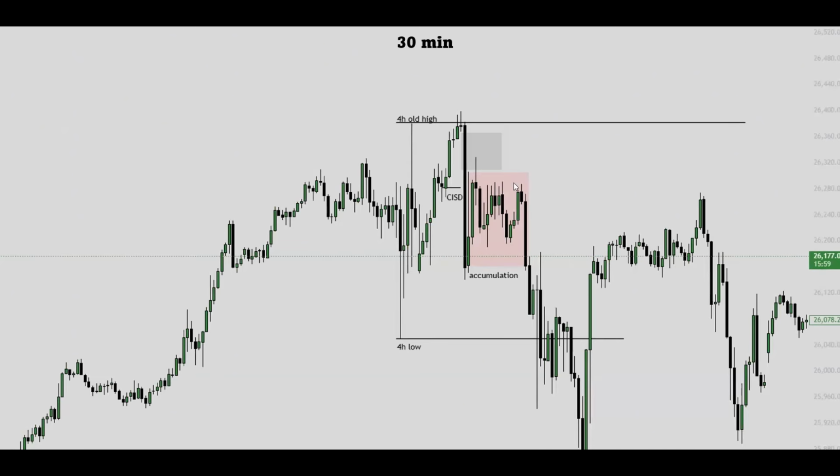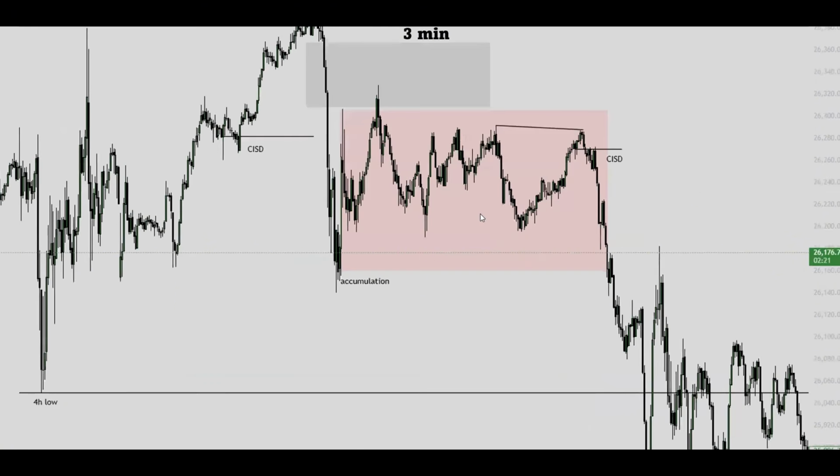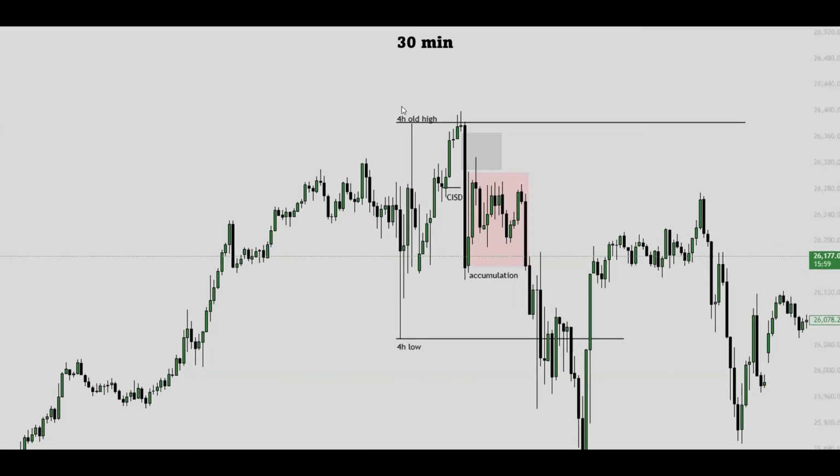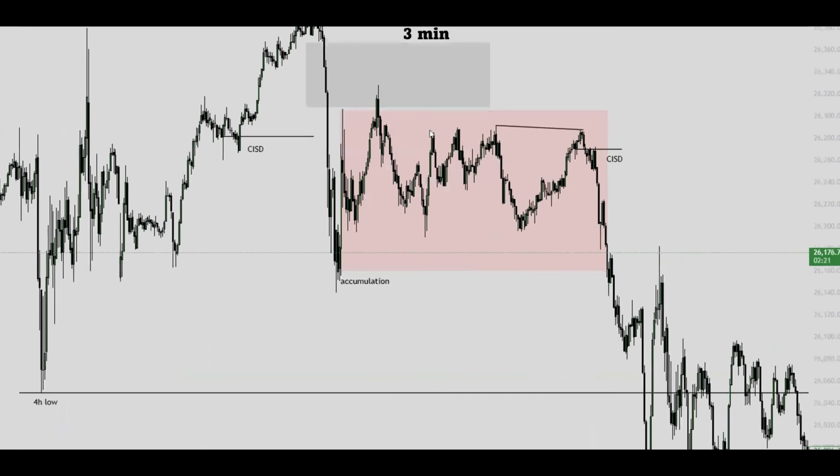All right, now look at this. I'm zooming in from the 30-minute into the 3-minute, same price action. This was, I don't know, last week. So we have that accumulation. This is that accumulation on the 30-minute. This is your 4 hour high. This is your 4 hour low. This is just zoomed in on the 30-minute. After sweeping up the high, we displaced lower. This gray area is your fair value gap, just on the 3-minute, zoomed in.